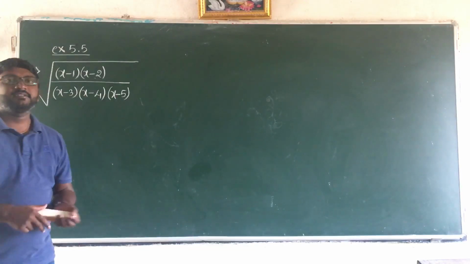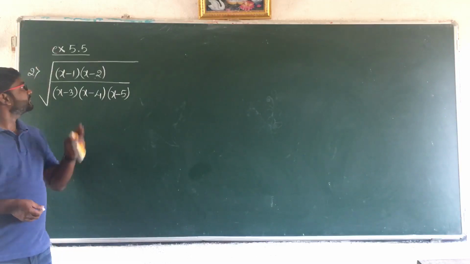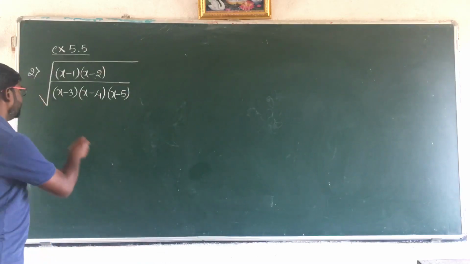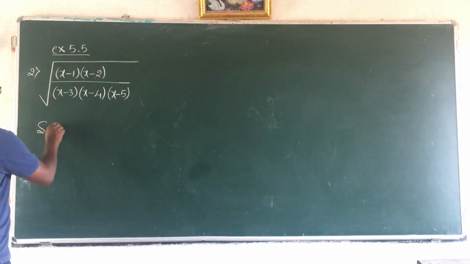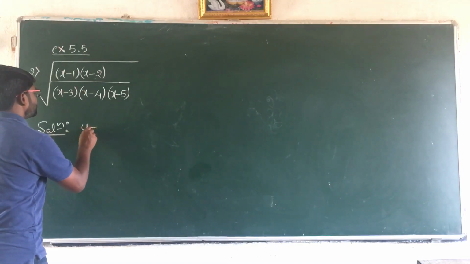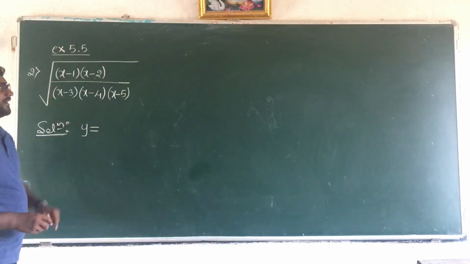Good morning, students. In the last class we started with exercise 5.5. Yesterday we solved the first question. Let us continue with the second question now. See here, y is equal to... Here I will remove the square root.